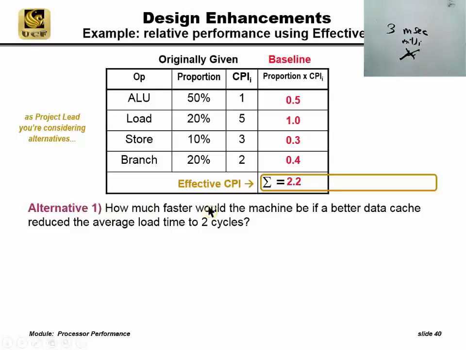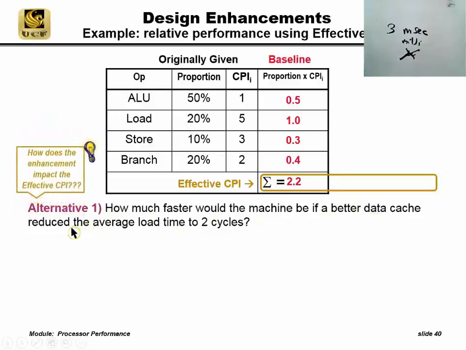So alternative number one, how much faster would the machine be to execute this program if a better data cache reduced the average load time to 2 cycles? So the question is, how does this enhancement affect the CPI or change the effective CPI? Well, we're only changing what? A better data cache is reducing the load time to 2 cycles. So it used to take 5, we're going to reduce it to 2, the rest of these remain the same. What's the effect on the overall execution time?